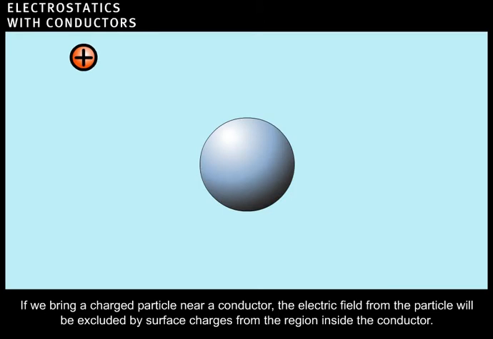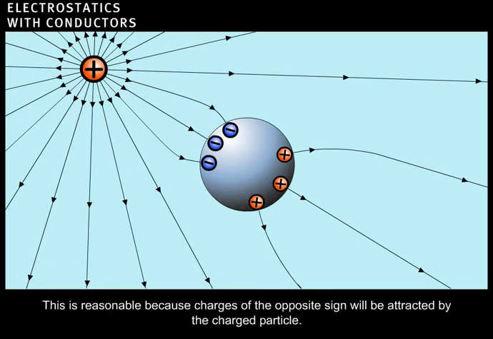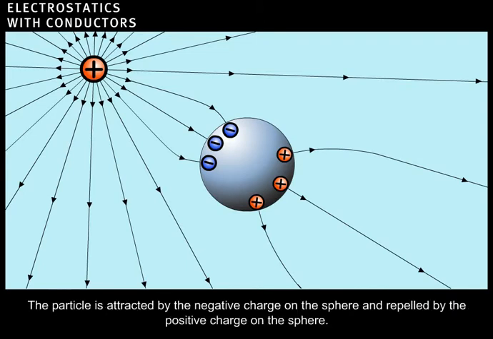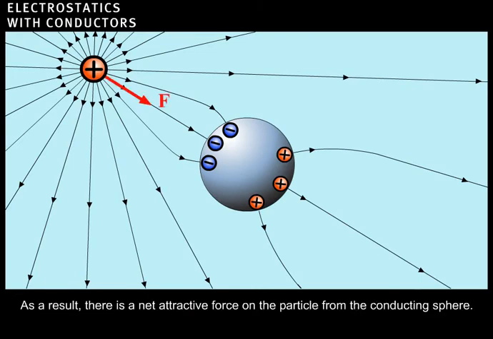If we bring a charged particle near a conductor, the electric field from the particle will be excluded by surface charges from the region inside the conductor. This is reasonable because charges of the opposite sign will be attracted by the charged particle. What is the electrostatic force on the charged particle? The particle is attracted by the negative charge on the sphere and repelled by the positive charge on the sphere. The positive charge is equal in magnitude to the negative charge, but it is further away. As a result, there is a net attractive force on the particle from the conducting sphere.